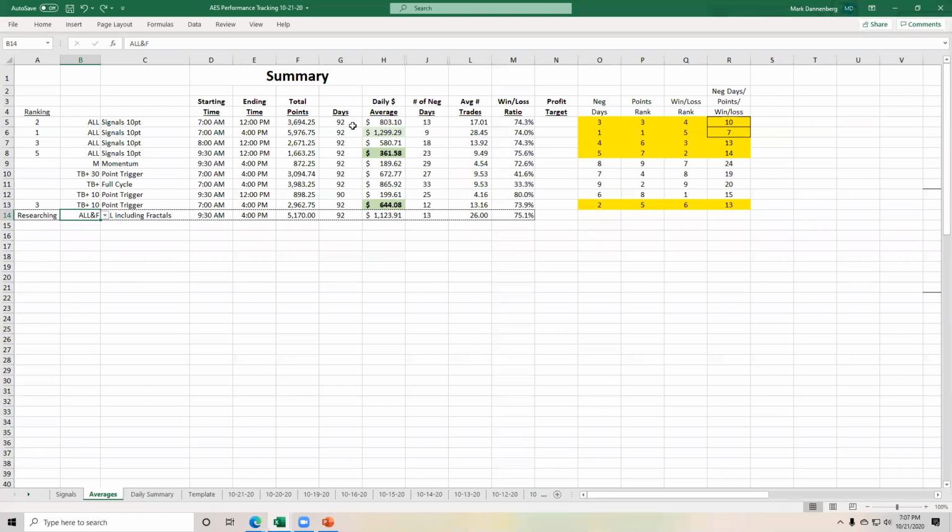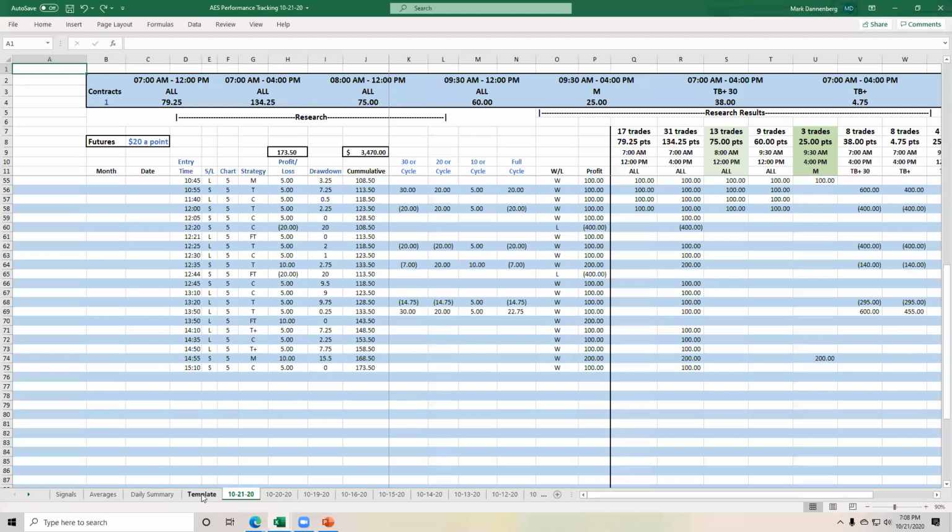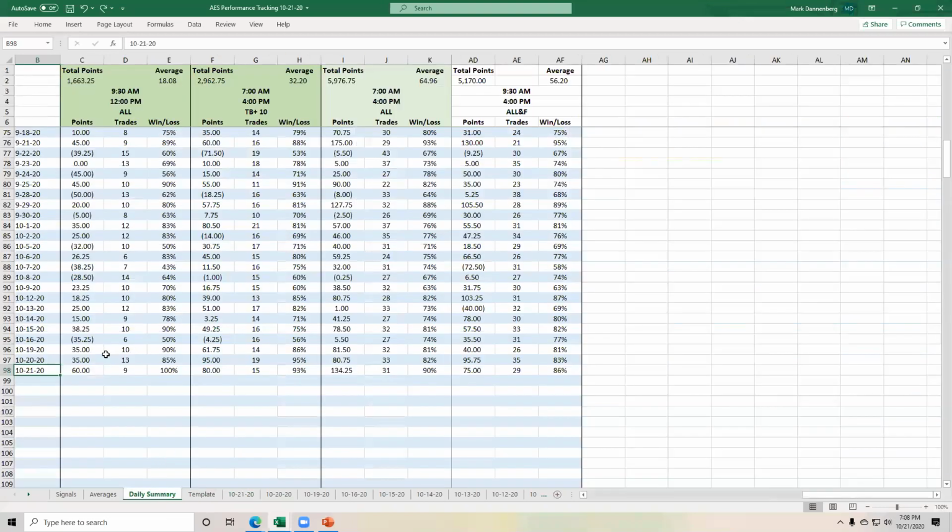Our performance information is based on the last 92 days of trading. Now there's 20 trading days in a month. So we're approaching 5 months of data that we have. And why is it only 5 months? It's because that's when we started using this particular tool and profiling the personal trading plan at the end of every day. All right, so we're going to jump back to our daily summary.